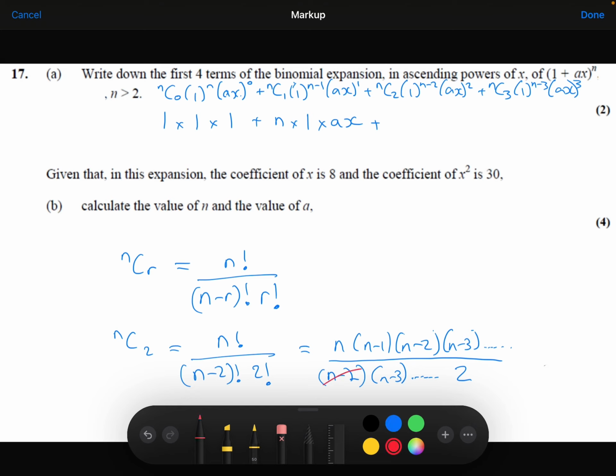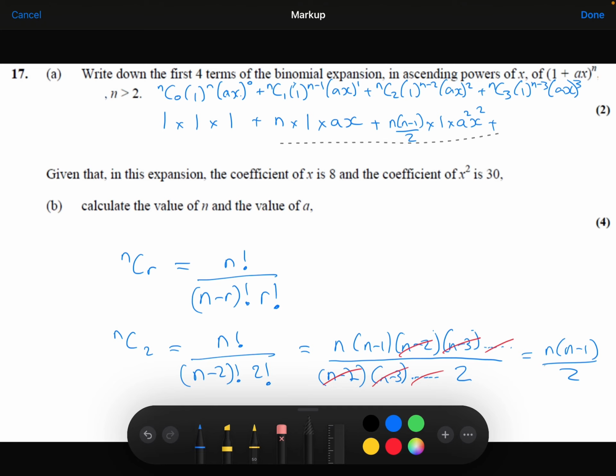We then have a series of terms that cancel out. And so I just get left with n times (n minus 1) over 2. That is my expression for nC2. And that's multiplied by 1 to the power n minus 2 and a squared x squared.